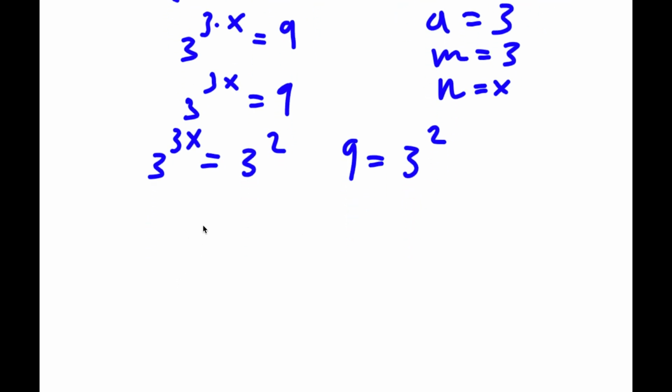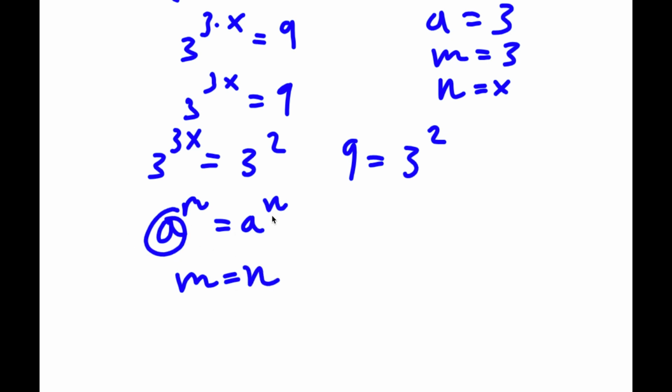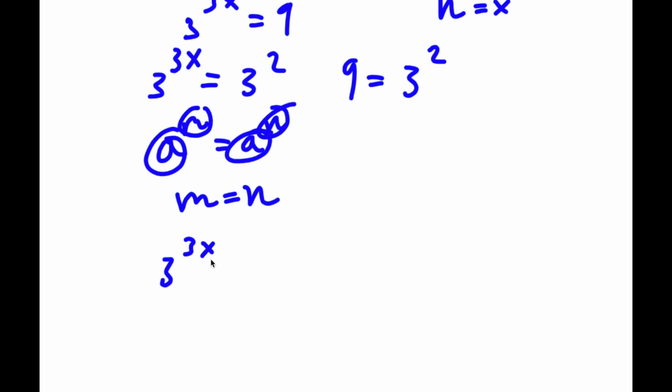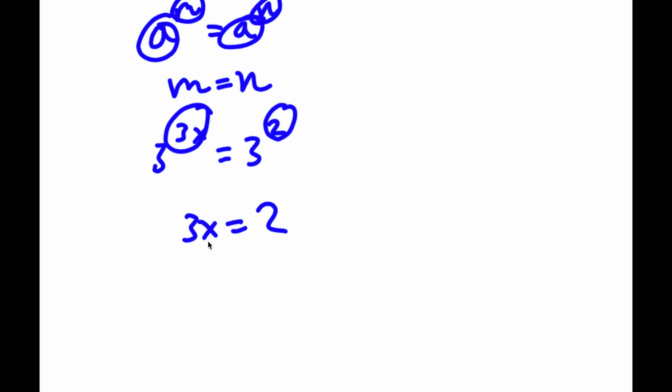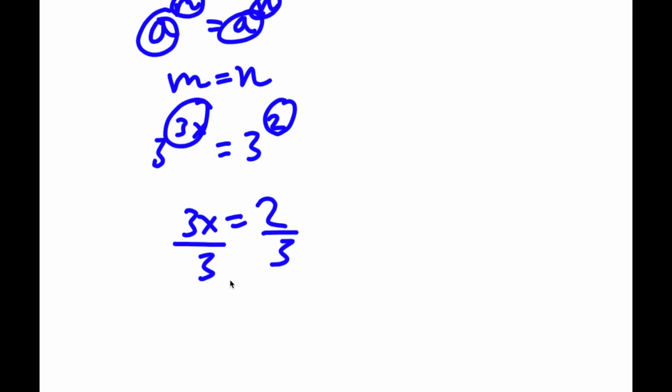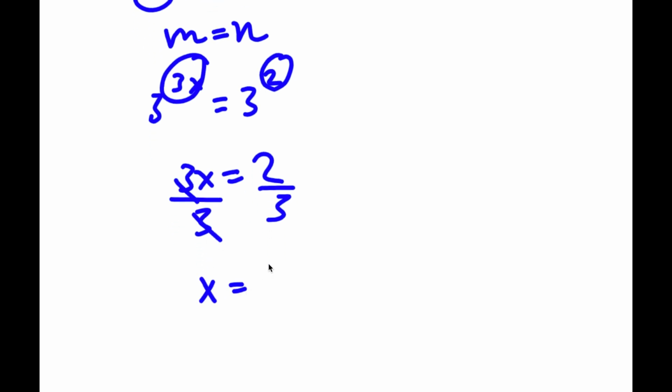And now another property of exponents is that if I have something in the form a to the power of m is equal to a to the power of n, then this means that m is equal to n. Because if the bases are the same, then this means the exponents are the same as well. So now for 3 to the power of 3x is equal to 3 to the power of 2, this means that the exponents, 3x and 2, are the same. So now we have a simple equation, 3x is equal to 2. So now if I divide both sides by 3, these two cancel out, and I get x is equal to 2 over 3.